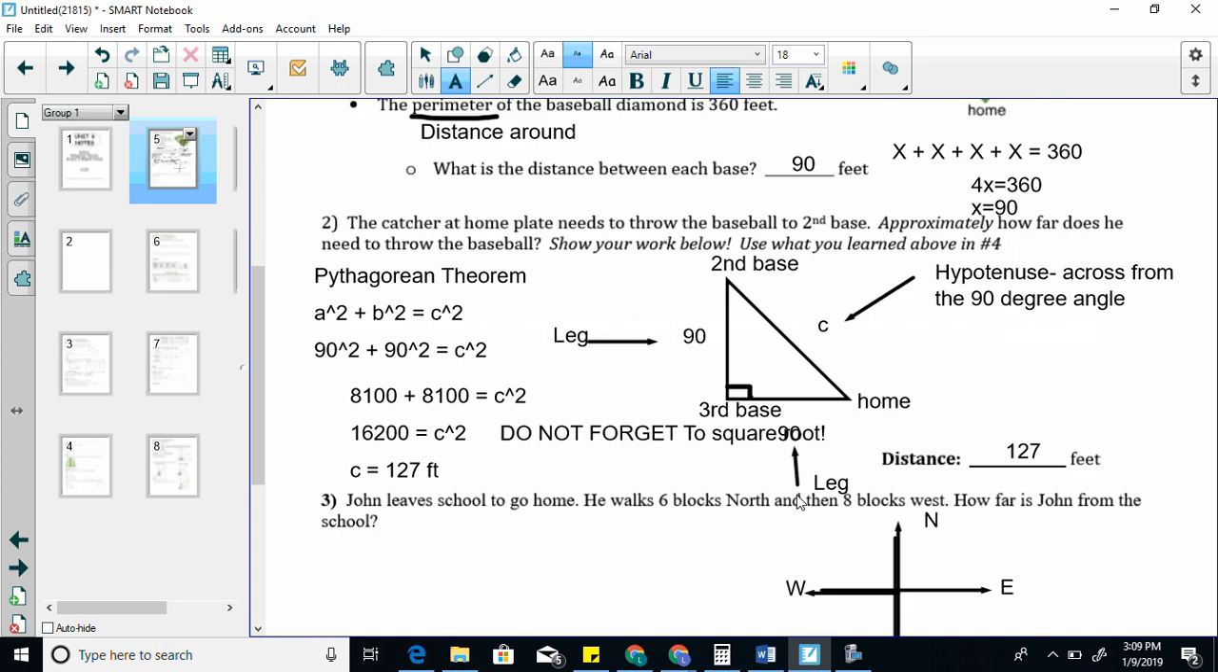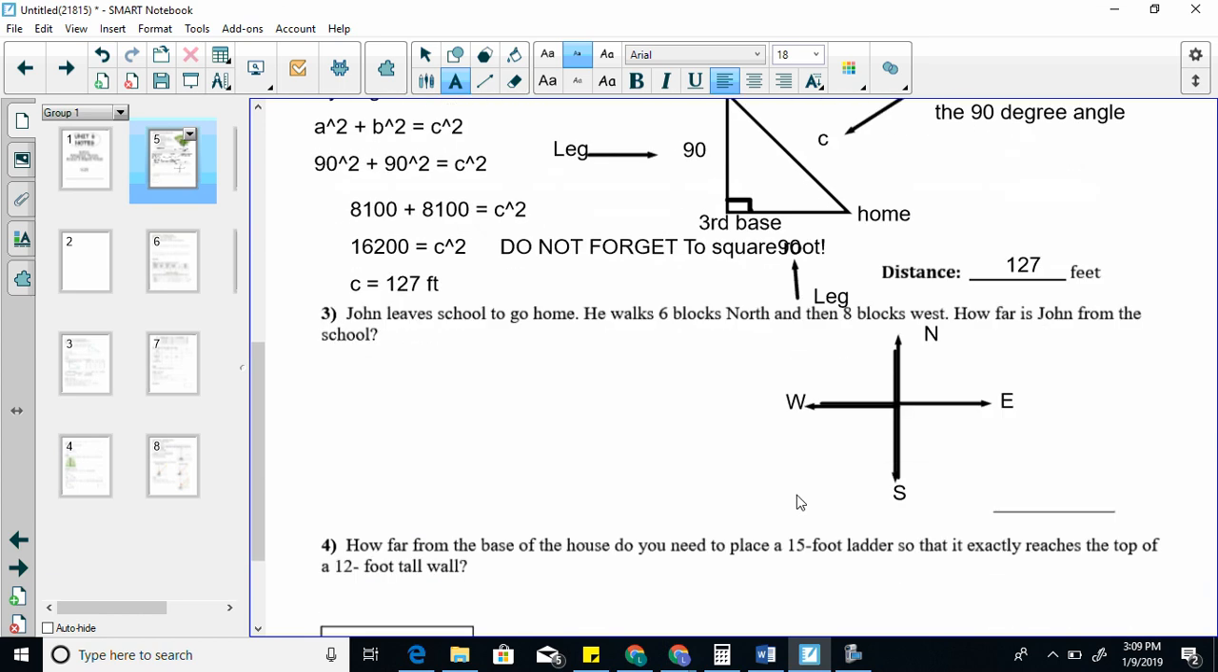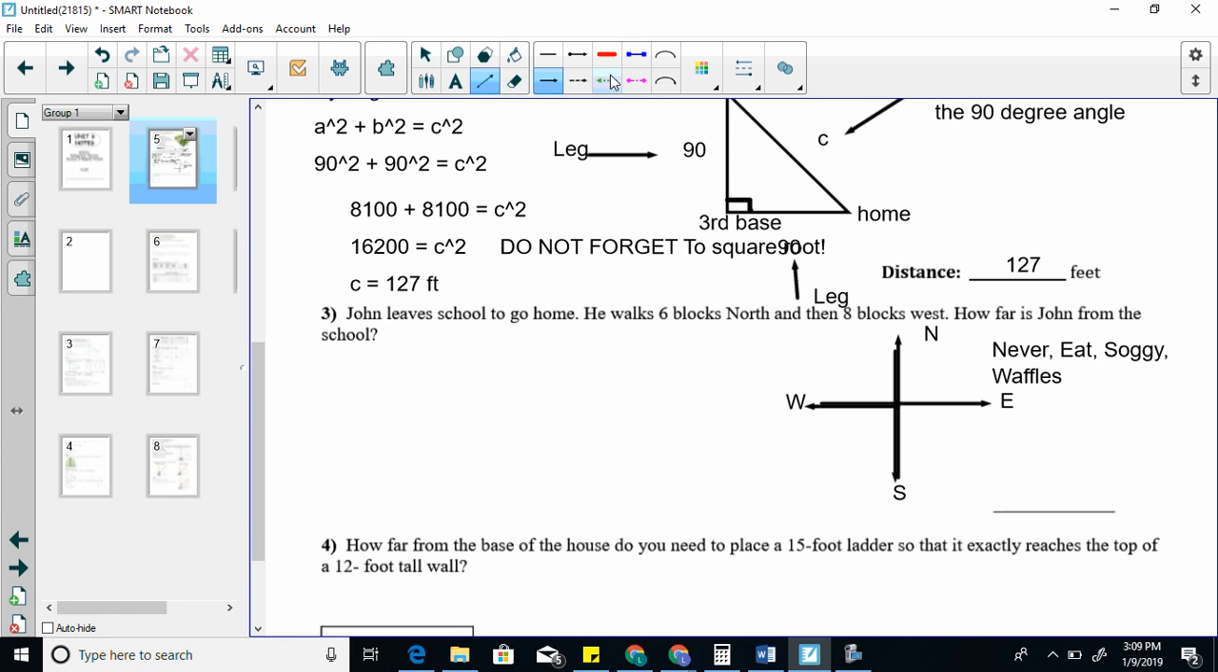All right, coming down here. Here I also added a little photo for you guys, a little "never eat soggy waffles," just in case you've never heard of that. I am kind of old, so soggy waffles is how this is set up. I redrew one for us because it's talking about distance here. It says John leaves to go home. He walks 6 blocks north and then 8 blocks west. So I'm going to draw this out as they're talking about it.